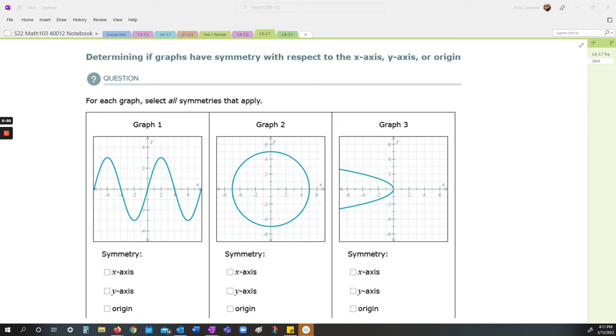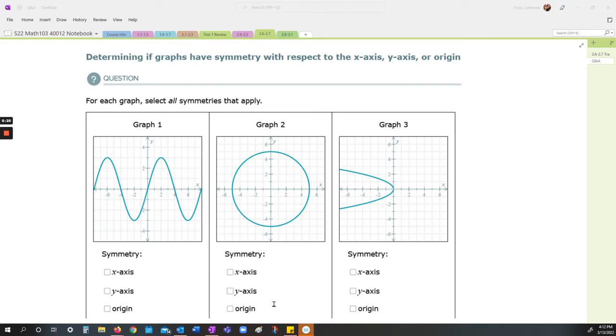So here we're going to try and decide for each of these three graphs what kind of symmetry they have, if any. So the three symmetries that we look at are with respect to either axis, the x-axis or the y-axis, or with respect to the origin. And so for this graph one, let's look at the x-axis first.